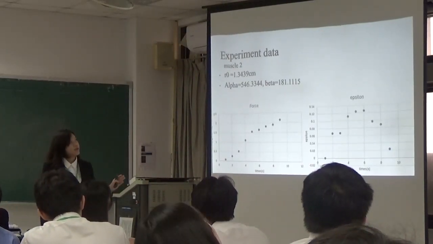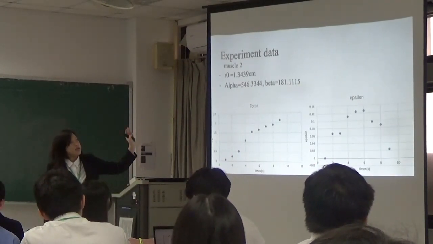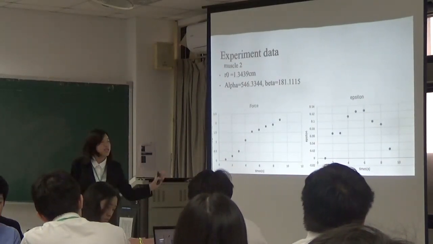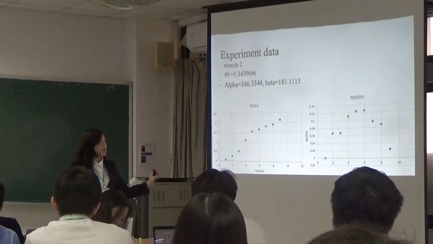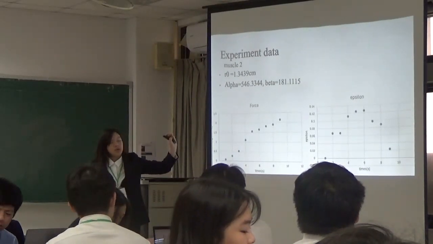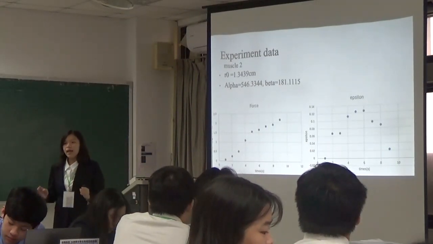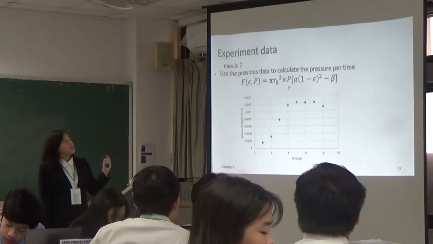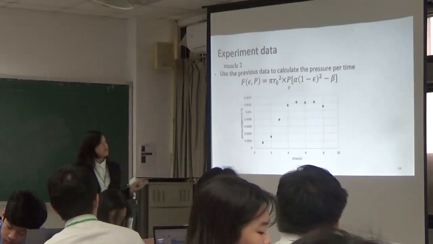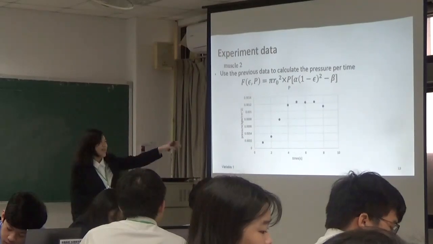And this is the experiment data of muscle 2. R0 equals this, alpha equals this, and beta equals that. And this is the chart of the force, with every amount of time I measured, and this is the force. And this is every amount of time I measured epsilon, and this is epsilon. Again, epsilon is a ratio, so it doesn't have a unit. And this is the experiment data of the pressure for muscle 2, and this is the chart. The x-axis is every amount of time I calculated, and the y-axis is the pressure.